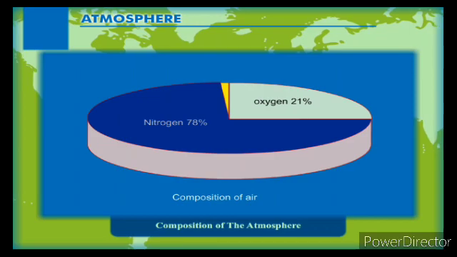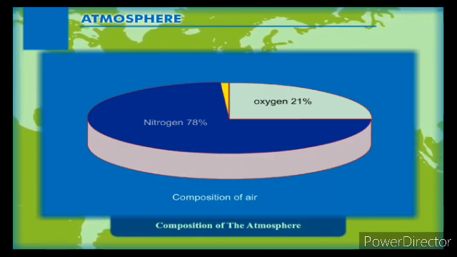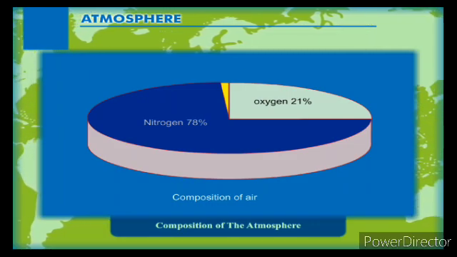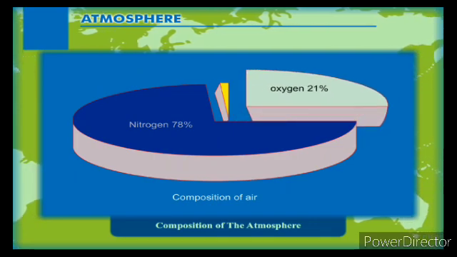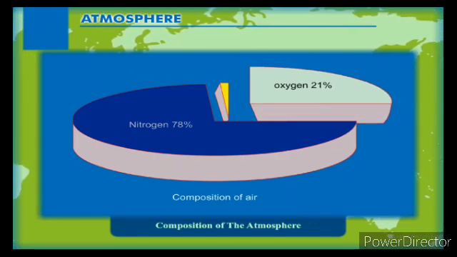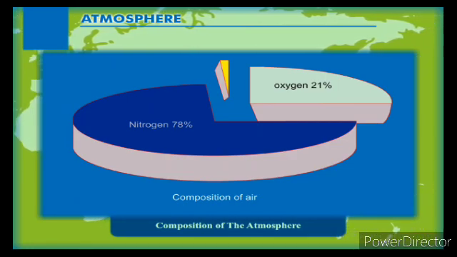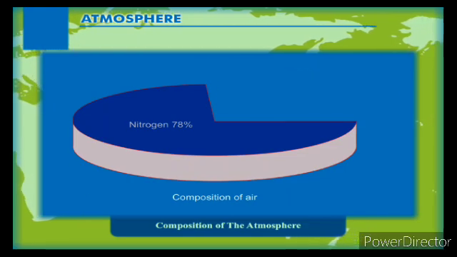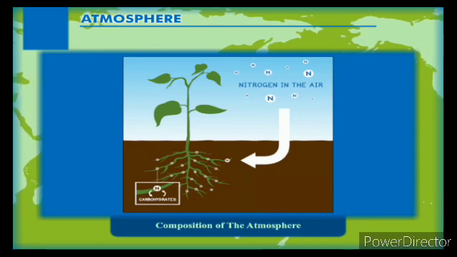Composition of the atmosphere. Air is a mixture of several gases in different proportions. The composition is as follows: nitrogen 78%, oxygen 21%, other gases 1%. Some dust particles are also present in the atmosphere. Nitrogen, the most abundant gas, is useful for the survival of plants.